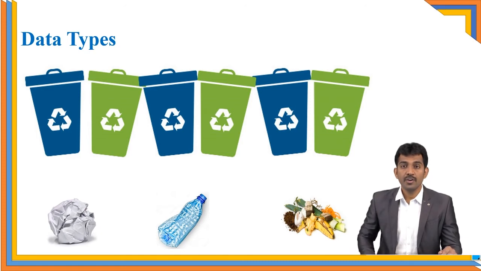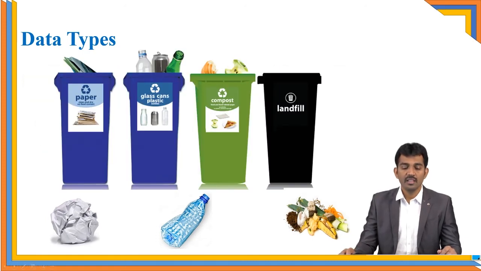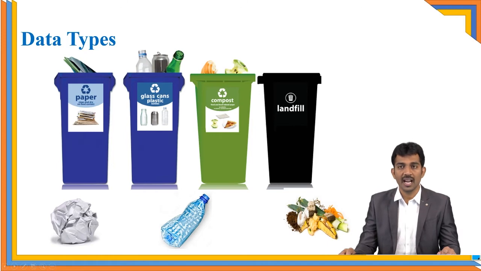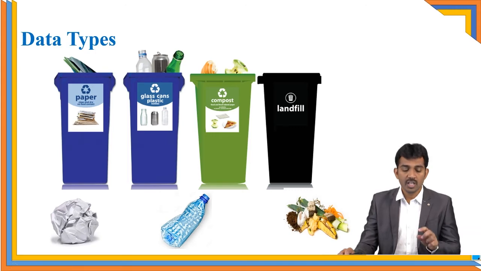For example, if you mention that the first one is paper, the second one is glass or plastic, the third one is composite, and the remaining comes under landfill, then humans can simply identify it. Paper comes under the paper bin, plastic relates to the plastic bin, and composite comes under the composite dustbin. We are able to identify it.